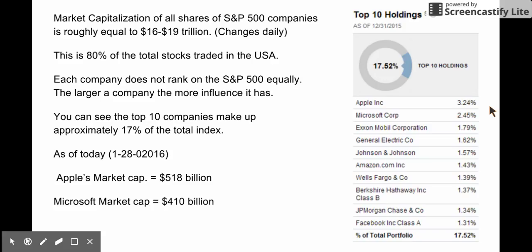Here you can see that Apple is the biggest makeup of the S&P 500 with a little over 3% just by itself. And you can see just the top 10 companies make up over 17%. And so that leaves another 490 companies to make up 80%. So obviously they're not weighted individually.